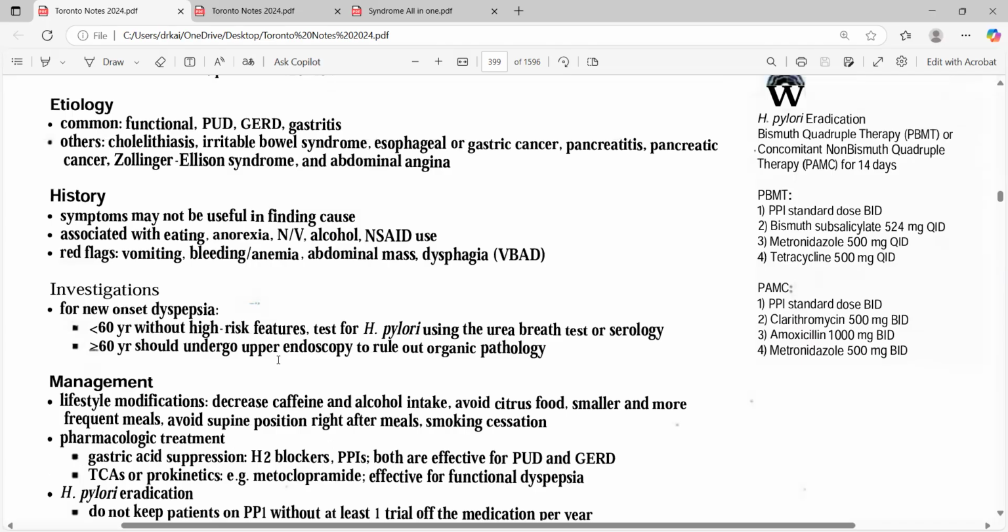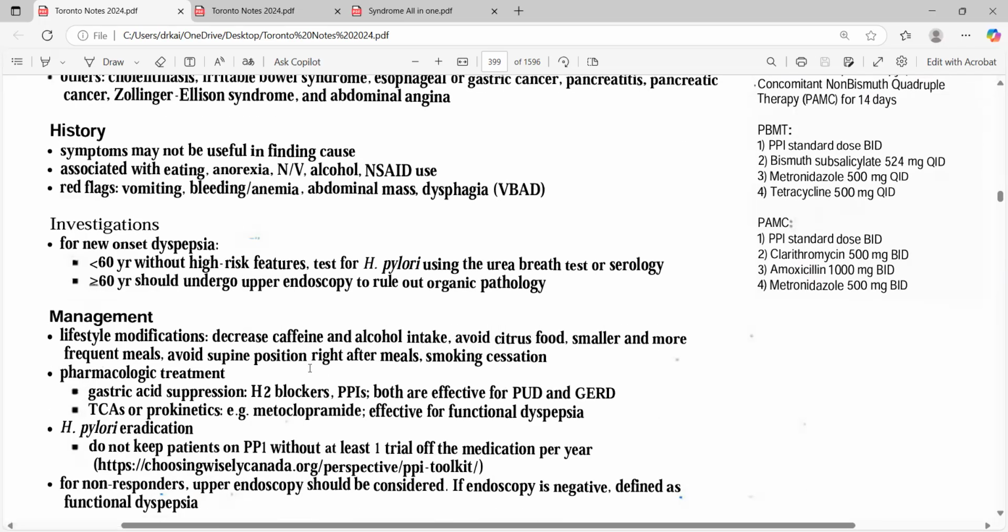So, if there is an H. pylori, what are the most common cause, or how can they present? And along with that, what are the most common complications from H. pylori? So, it can cause cancer and can cause the ulcer as well. So, remember that one.